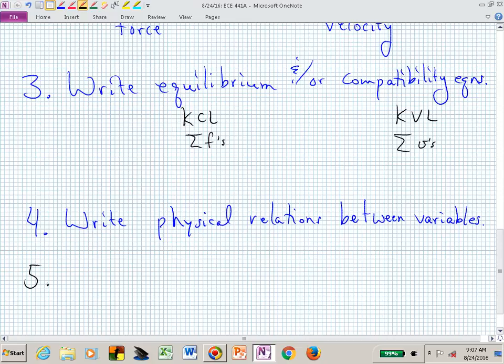And step 5 is you put all of these pieces together. You substitute what you found in 2 and in 4 into these equations, equilibrium and compatibility, in step 3.